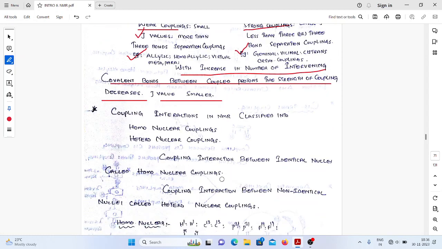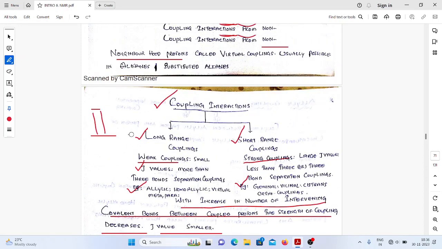Okay, here we have one more concept: homonuclear and heteronuclear couplings. The name itself indicates homo means similar kind, hetero means different kind. So, till now what are we observing?